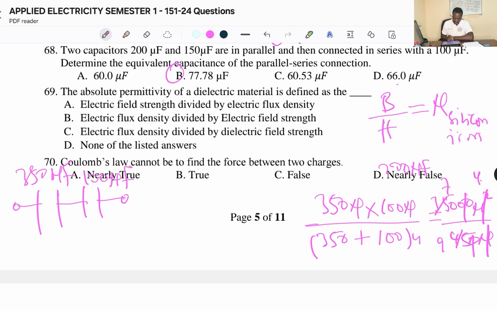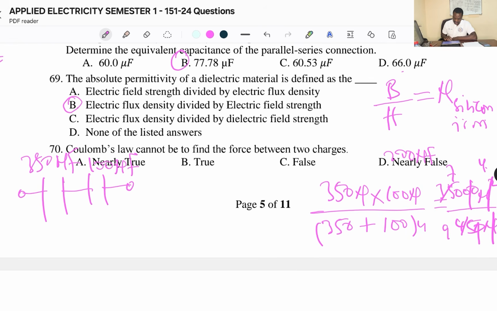You can see the absolute permittivity of a dielectric material is going to be defined as A, electric field strength divided by electric flux density. Now, electric flux density divided by electric field strength. You can see here it is going to be B, right? Electric flux density divided by electric field strength. That will give us the answer right here, okay.